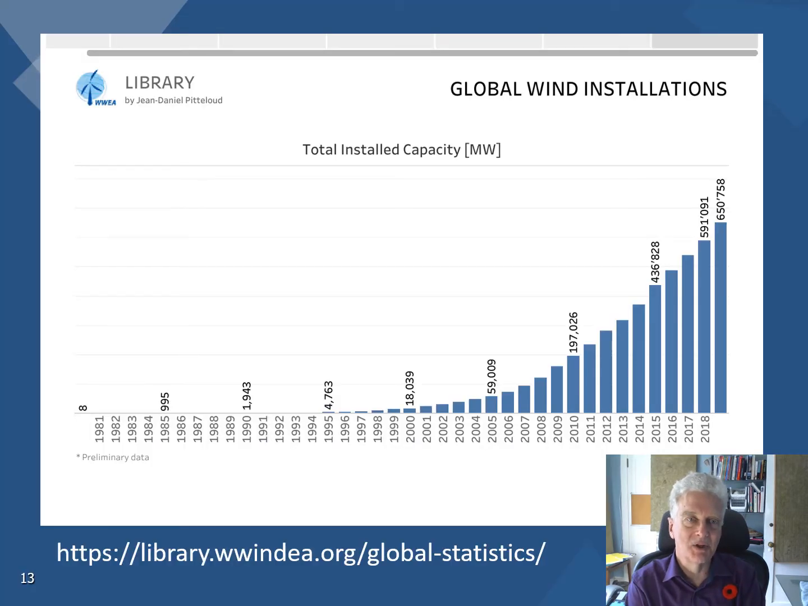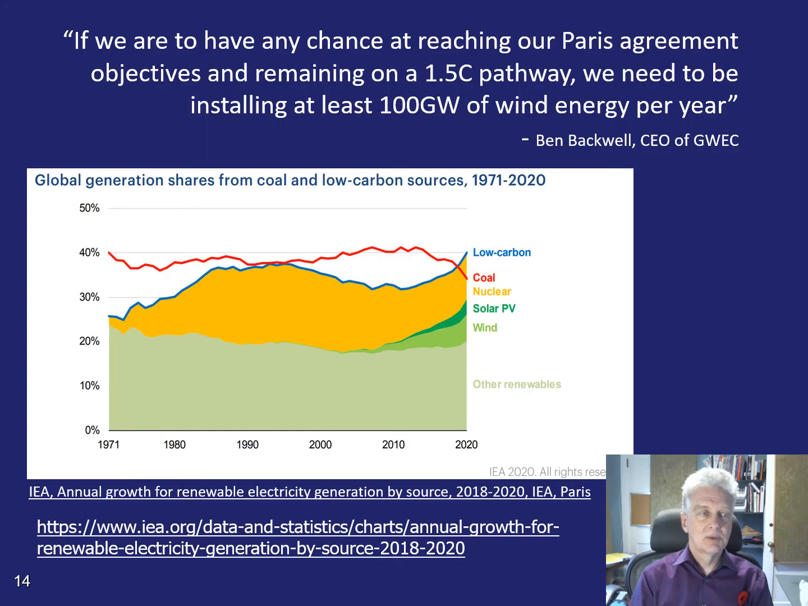You can see that the global industry has been growing steadily for decades now, and it's pretty close to an exponential curve that you can see right here. We're now at 650 gigawatts of installed capacity for wind turbines around the world. So we saw that we globally added almost 60 gigawatts of wind in 2019, and it's pretty encouraging.